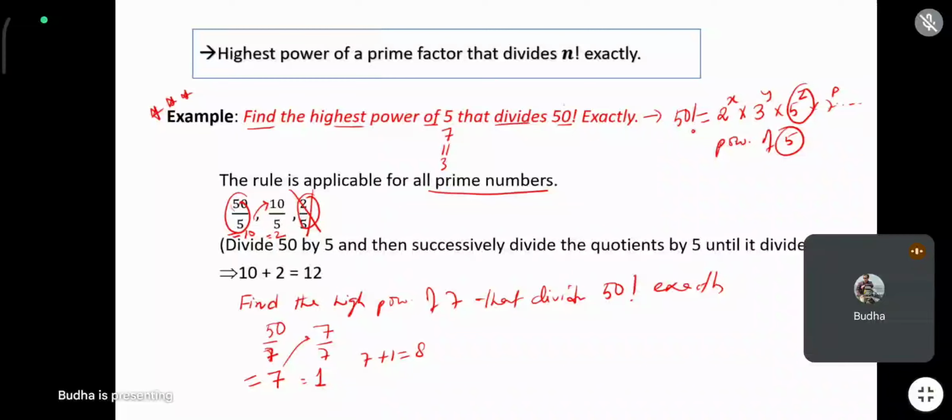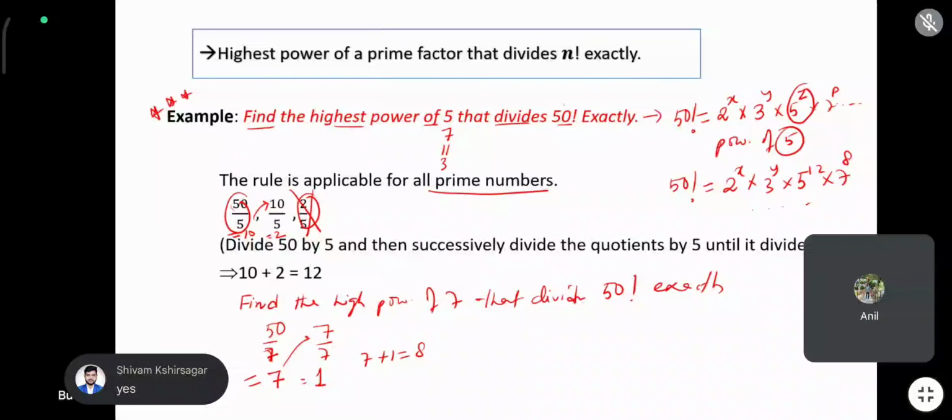Okay. That means when you express 50 factorial in terms of factors, you get to know the power of 5, which is 12. You get to know the power of 7, which is 8, and so on. Okay. I hope you have understood this one. Yes, sir. Okay. So moving on to the next.